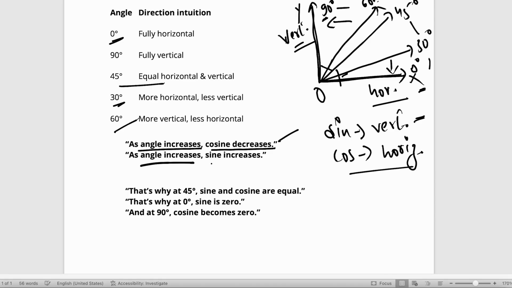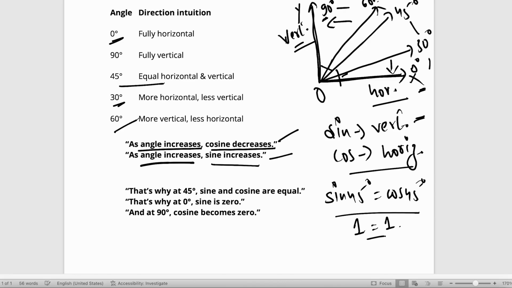And 45 degree is balanced between the two. It's neither tilted towards horizontal, nor tilted towards vertical. So that's the reason why at 45 degrees sine and cosine values are equal, and at 0 degree sine becomes 0. Why? Because sine has got everything to do with the vertical aspect. At 0 degree there is nothing vertical. Even at 1 degree or 2 degree there is some vertical aspect to the value of sine, but at 0 it is completely nothing for sine. So that's why at 0 degree sine is 0.